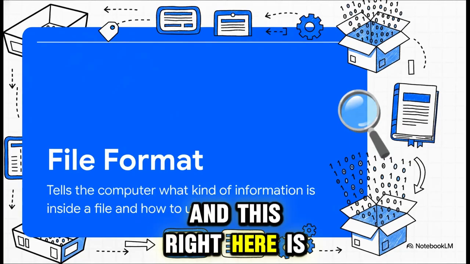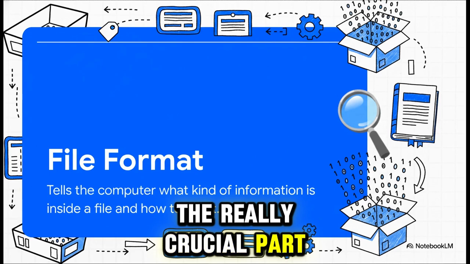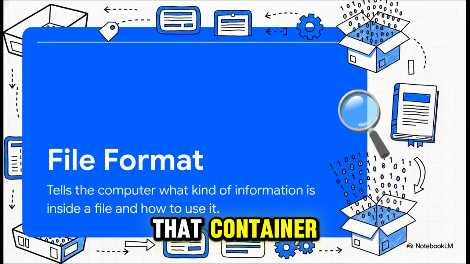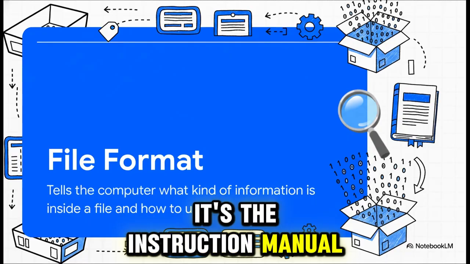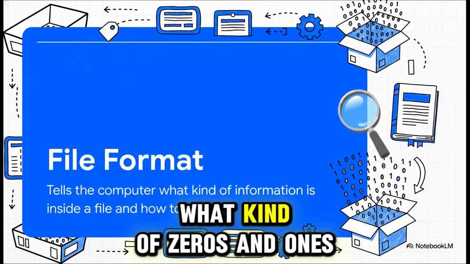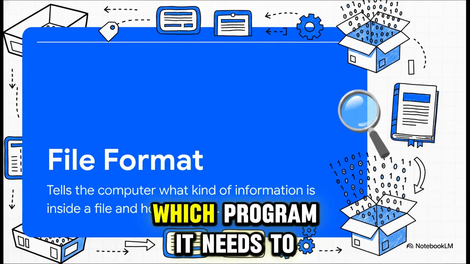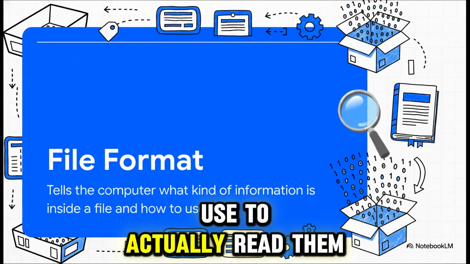And this right here is the really crucial part. The file format is like a label slapped on the outside of that container. It's the instruction manual. It tells the computer exactly what kind of zeros and ones are inside, and this is the most important part: which program it needs to use to actually read them.